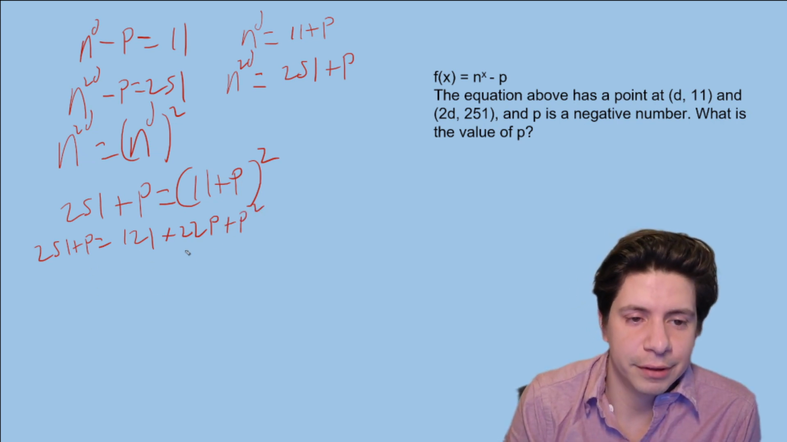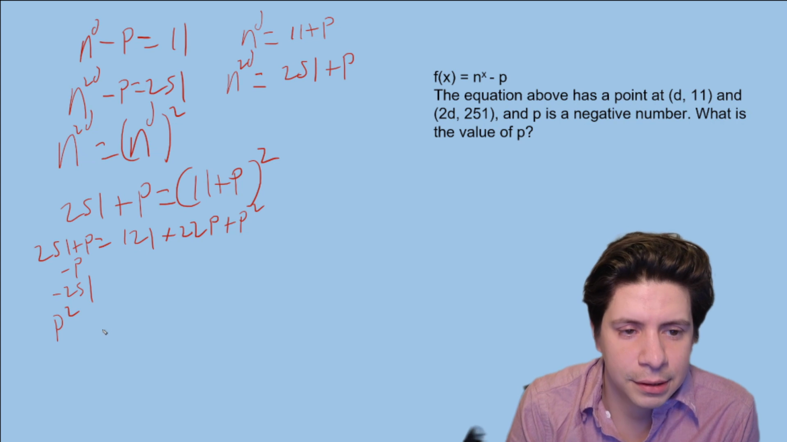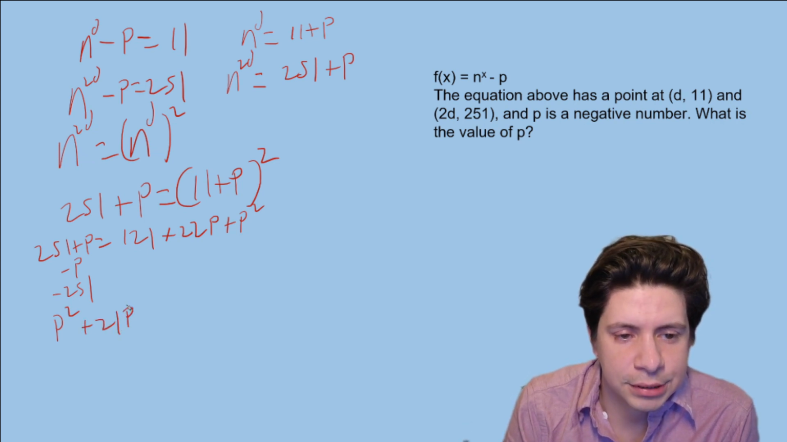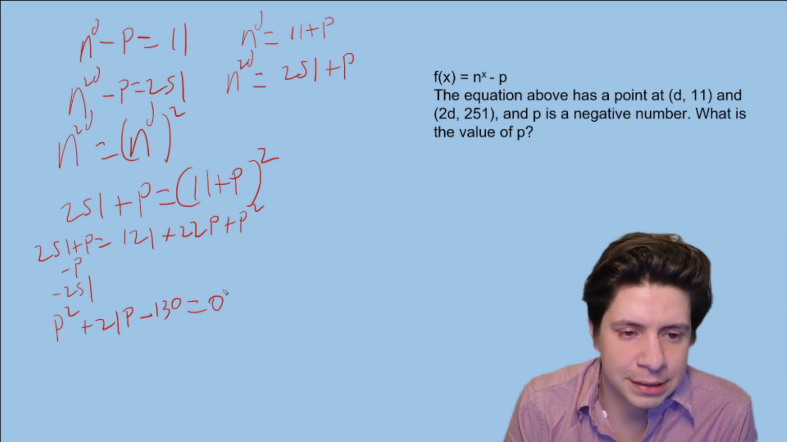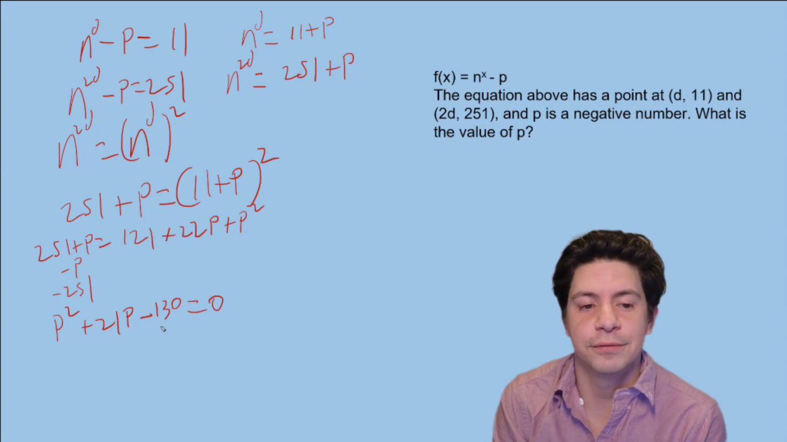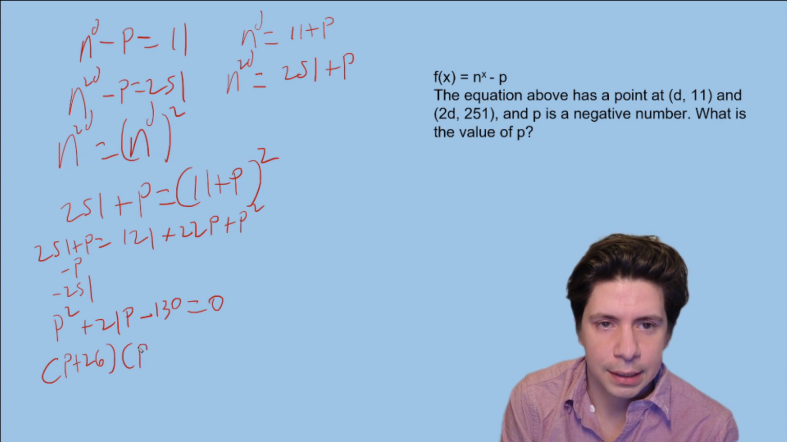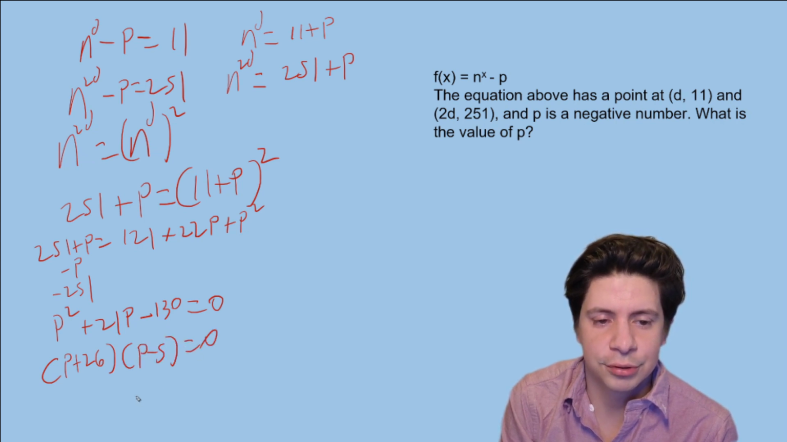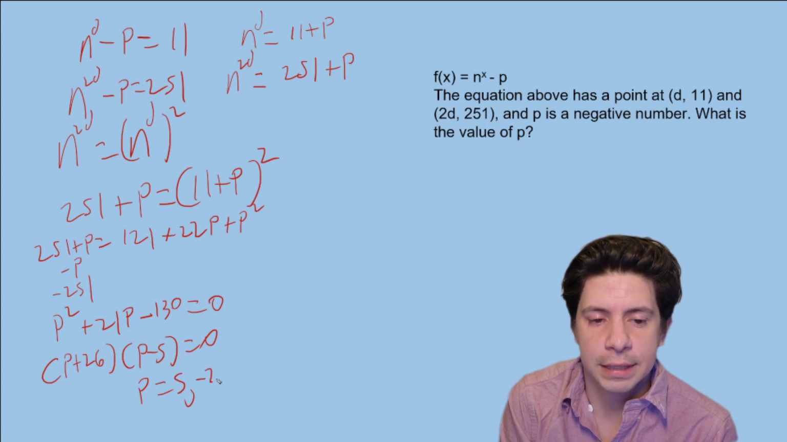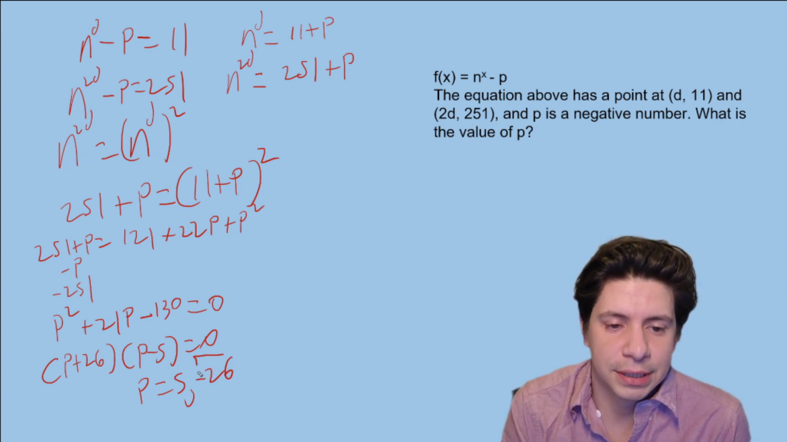So now let's move everything over to one side. Let's subtract p and subtract 251. And I like to switch it to the left. So we're going to have p squared plus 21p, because we subtracted p, minus 130, because we subtracted 251, equals 0. And can we factor that? What multiplies to negative 130 and has a difference of 21? We can. It's p plus 26 and p minus 5 equals 0. So our two solutions are 5 and negative 26. But they told us p is a negative number, so our answer is going to be negative 26.